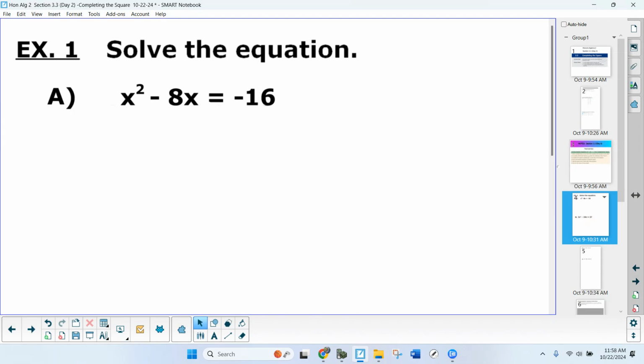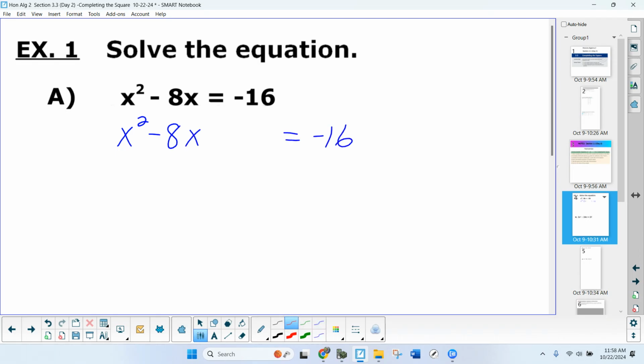So I had asked you guys to start number 1, so let's get started. Landon, is it set up in step 1? Are all the x's on one side, constant on the other? Yes. Is A 1? Yeah. So are you ready to complete the square? Yep. So let me give myself a little bit of space.